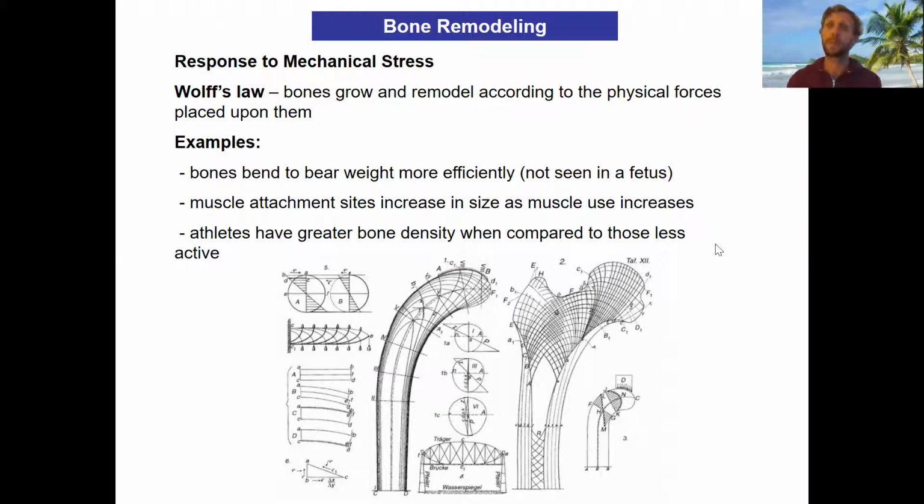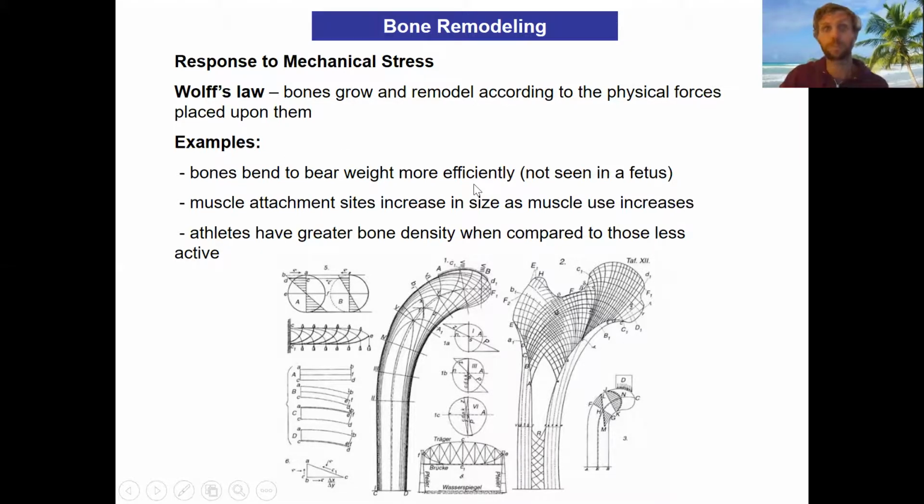The other person, who might be less active, would not be undergoing those same remodeling events, and therefore their bone tissue might show less density or less pronounced curvatures, because they're not necessarily putting their skeleton under the same conditions as the more active individual. So there are tons of examples, but basically Wolff's law states that bones remodel and shape themselves according to maximizing their efficiency in dealing with those forces.